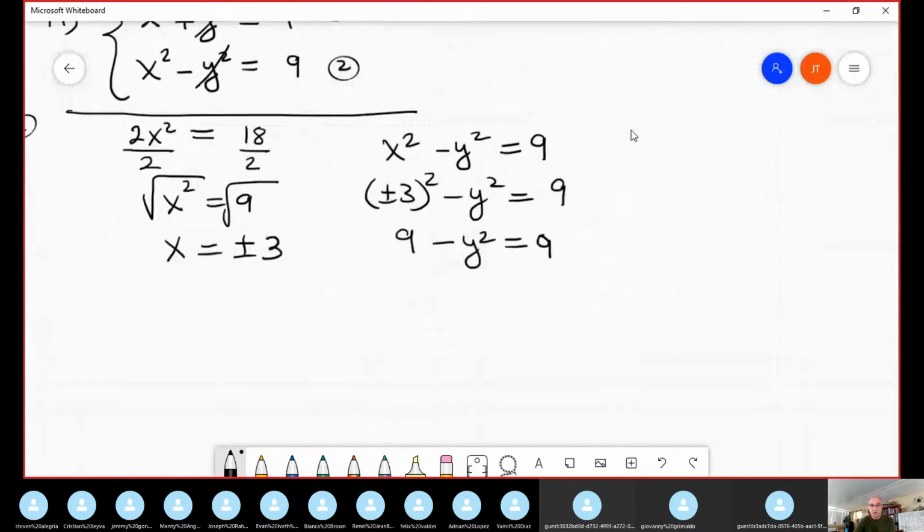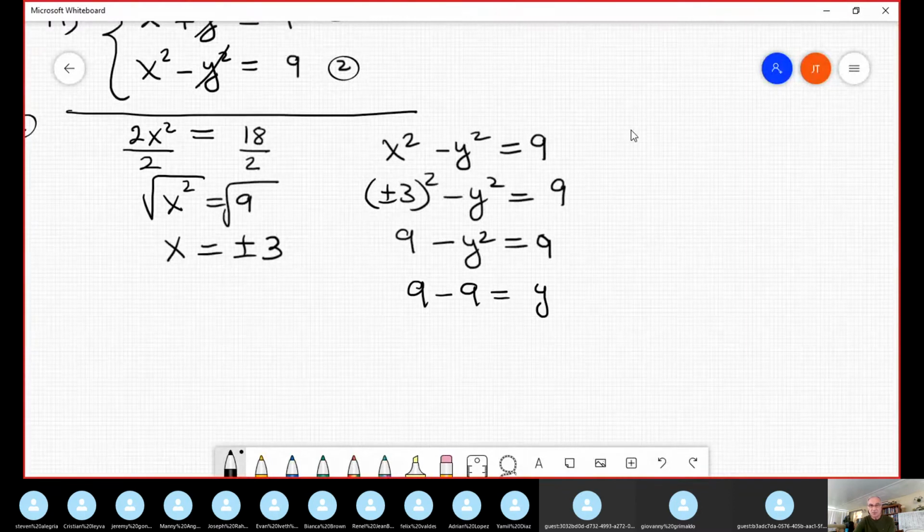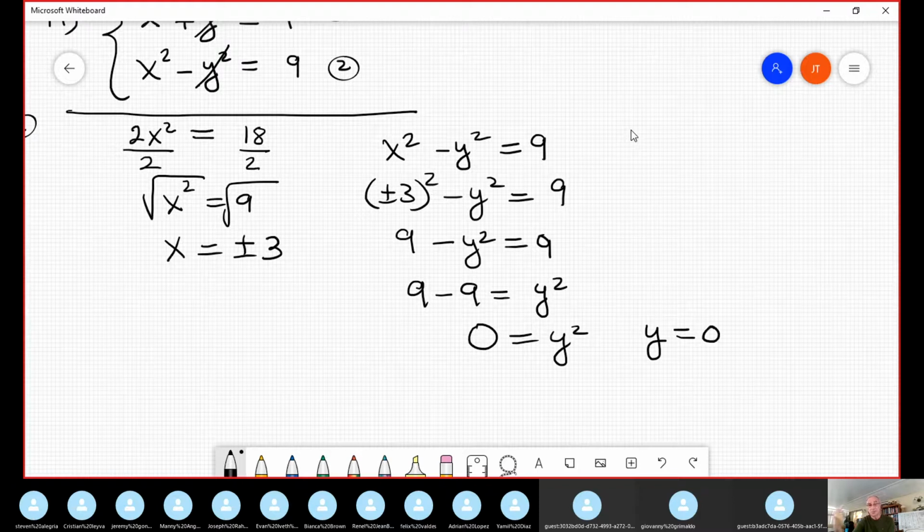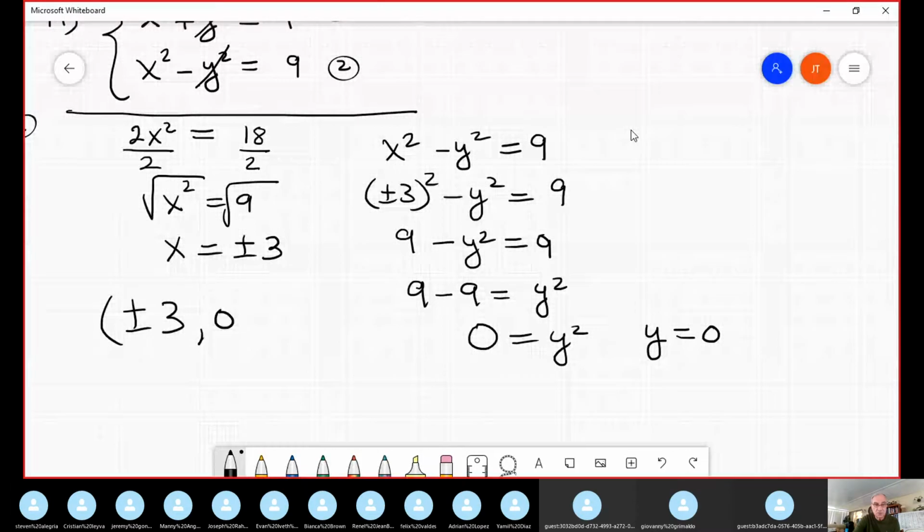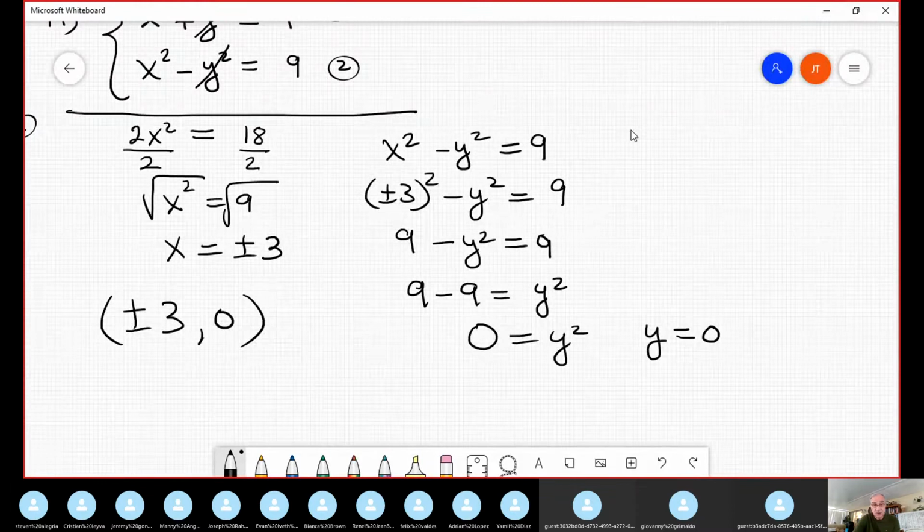When you subtract, 9 minus 9 is equal to y squared, 0 is equal to y squared. Therefore, y is the square root of 0, which is 0. And 0 has no sign, so only one y. Therefore, in this case, we have two solutions, plus or minus 3, 0. If you want, we can write separately (3, 0) and (minus 3, 0), two solutions.